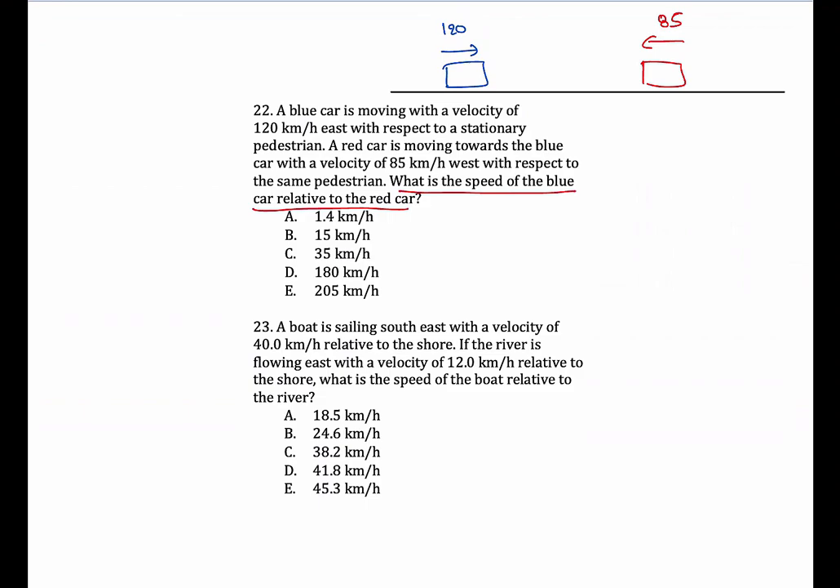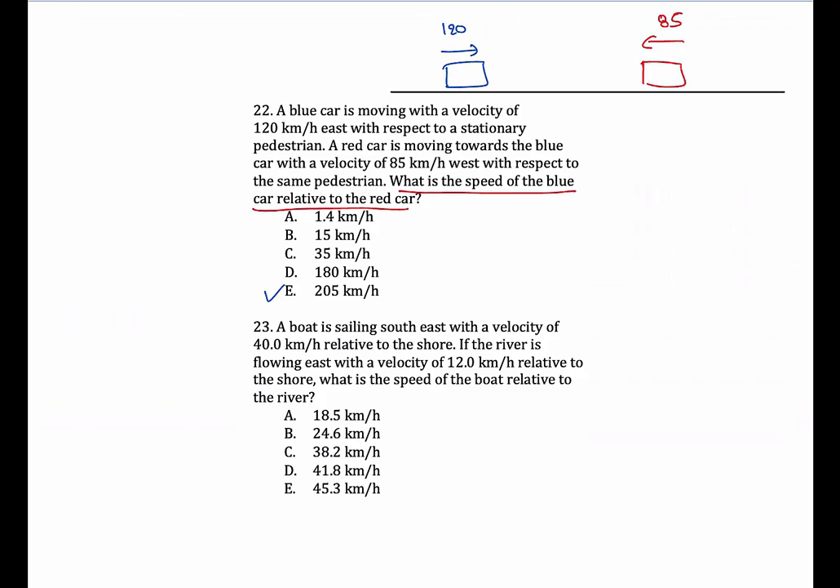Now, with common sense, we can answer that as these two cars approach each other, each of them sees the other car approaching faster than the actual speed. So I suspect that the correct answer is 205 kilometers per hour. So 120 plus 85 kilometers per hour, because the rate that they are approaching is faster than 120 and it is faster than 85. So we have to add these two values.